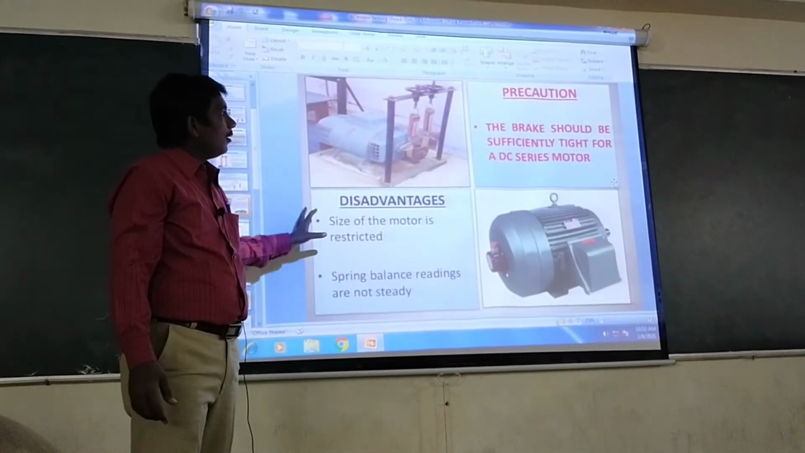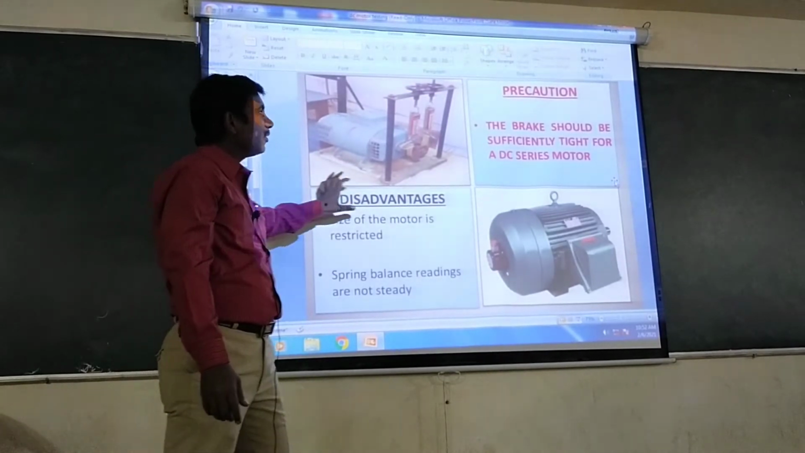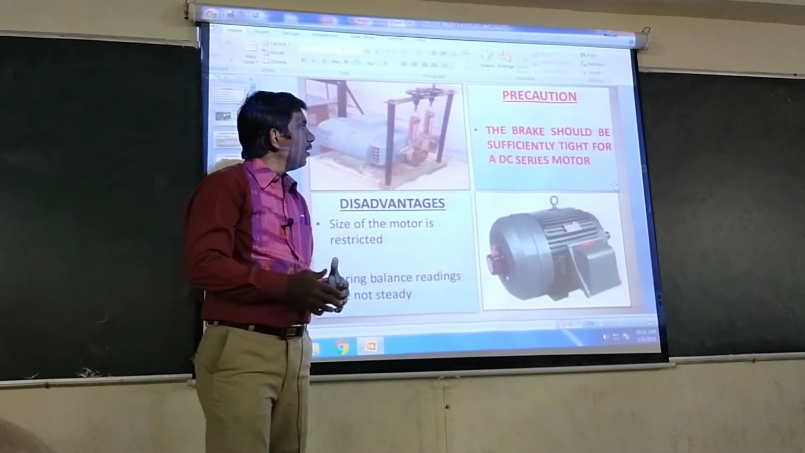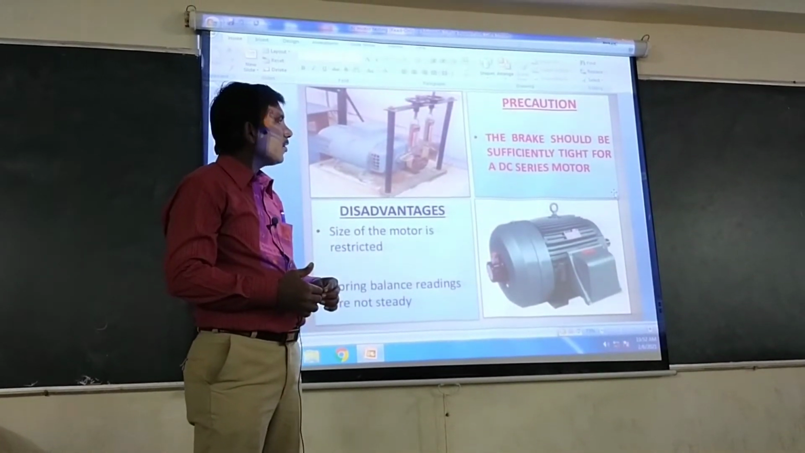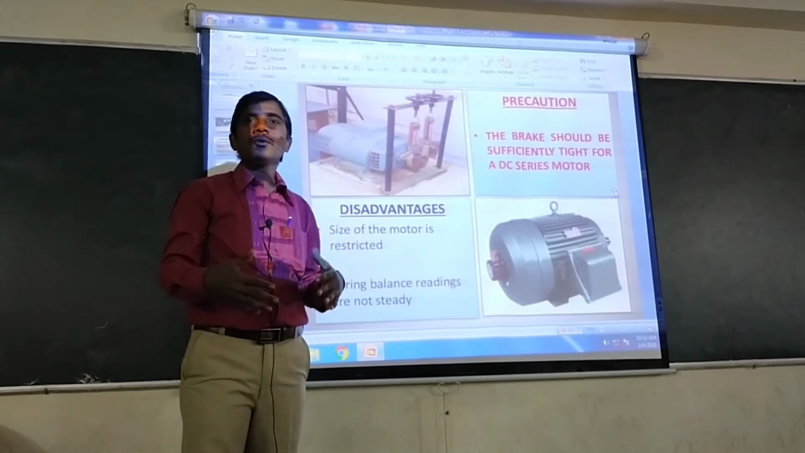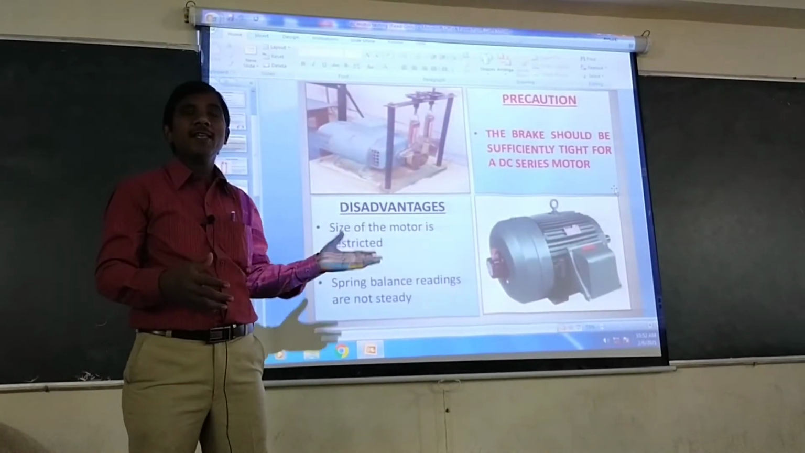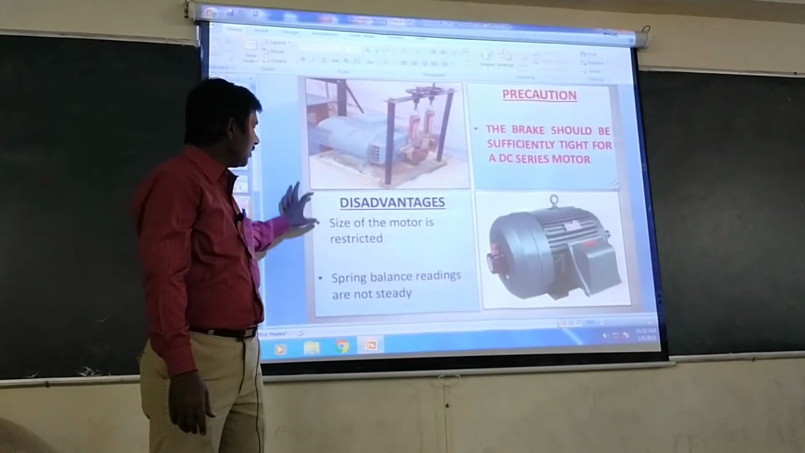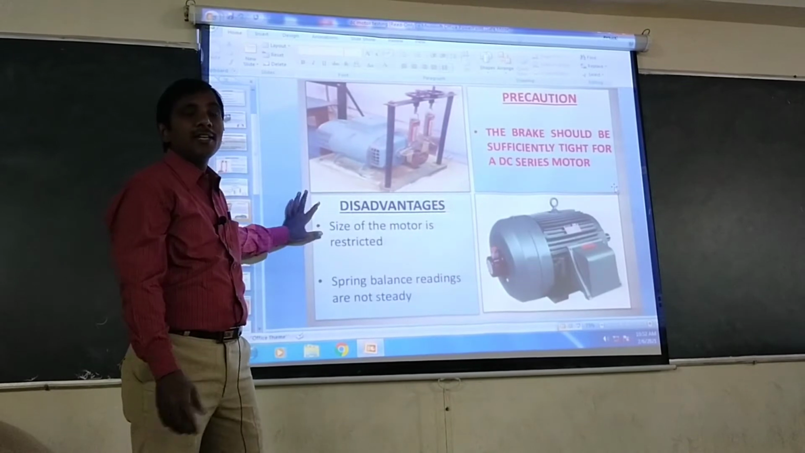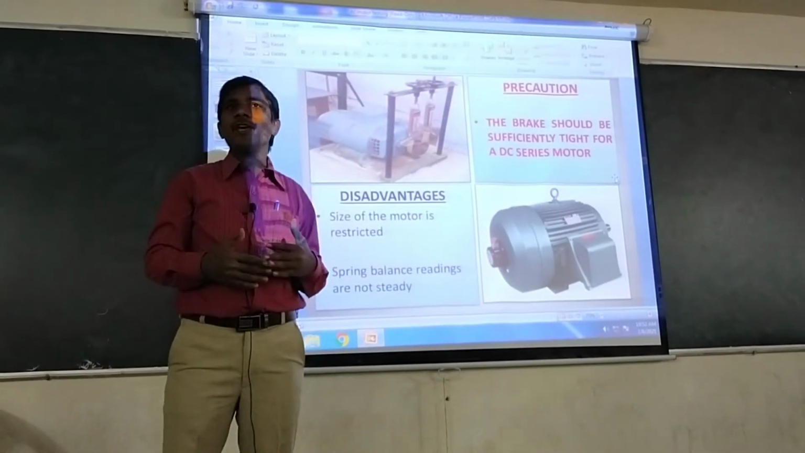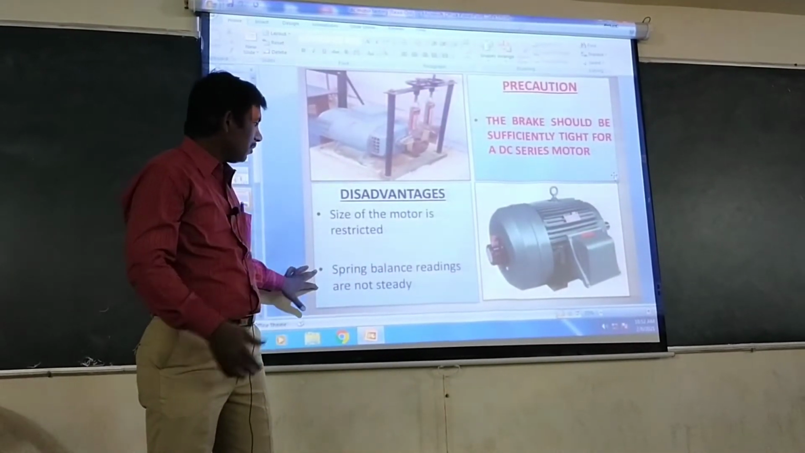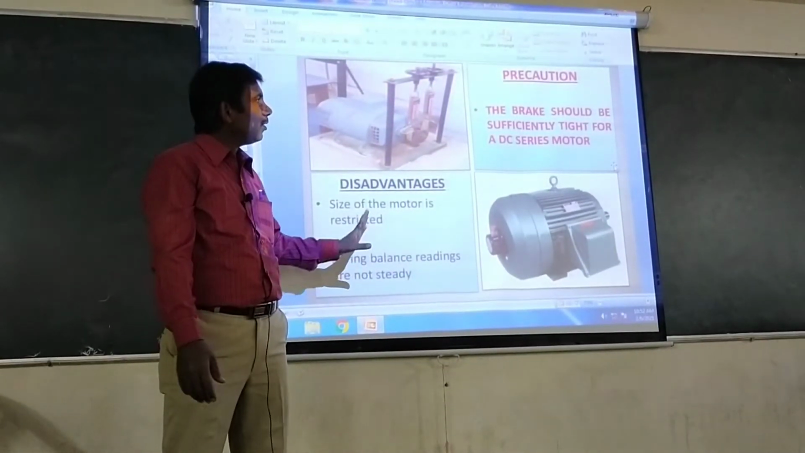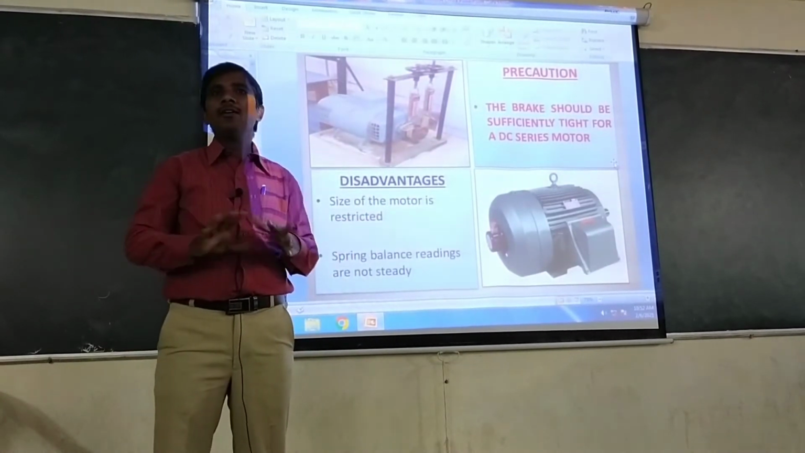Coming to the brake test, the brake should be sufficiently tight for a DC series motor. The brake test should not be conducted on a DC series motor. It is very difficult to conduct a brake test on a DC series motor because it requires heavy load to conduct the experiment, and there are disadvantages. The size of the motor is restricted. For small motors only we use this method of testing, and the spring balance readings are not steady, they vary continuously. This method gives efficiency only approximately, not exactly.